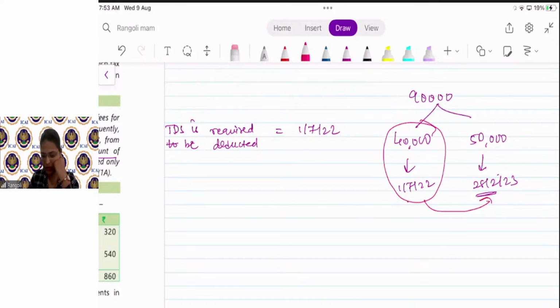Now on 4,000, 1%, 4,000 into 1% into 8 months. Right? So my interest comes to 320 rupees. Is that clear, everyone? Yes or no? Everyone clear? Yes or no, please reply.